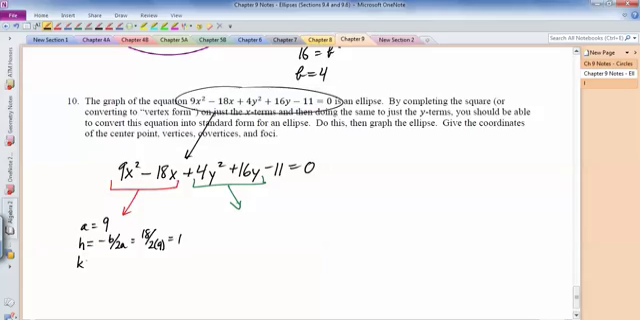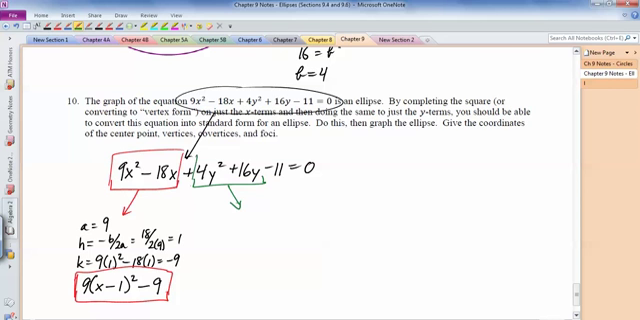The k we get just by plugging it back in, so 9 times 1 squared minus 18 times 1 is -9. And so in vertex form, this thing turns into 9 times (x minus h) squared plus k. So it turns into that. Okay, so this is something we'll replace this term with up above.